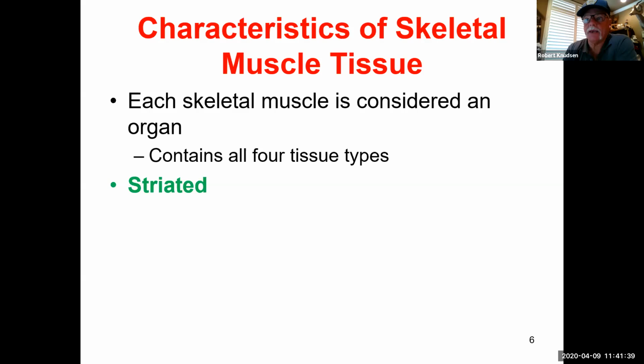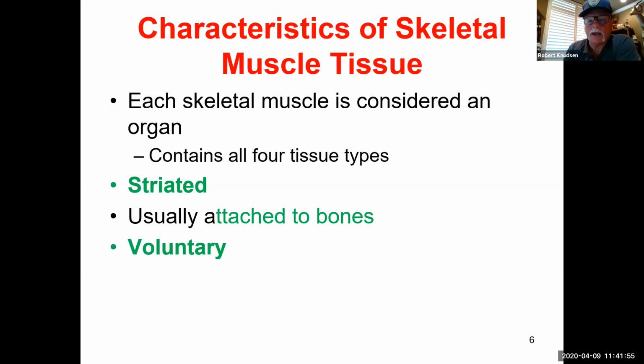Striated, remember that? A bands, I bands, the striations. You look for that in the microscope when we did skeletal muscle. Okay, skeletal muscle is striated and it's voluntary. Remember that? It's attached to bones, makes your skeleton move. It's voluntary.